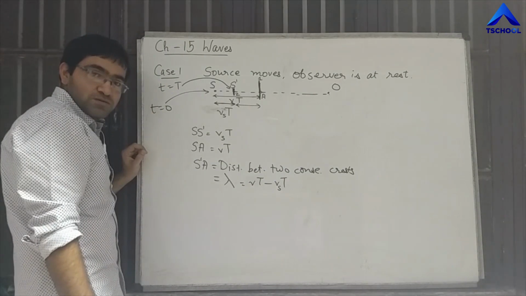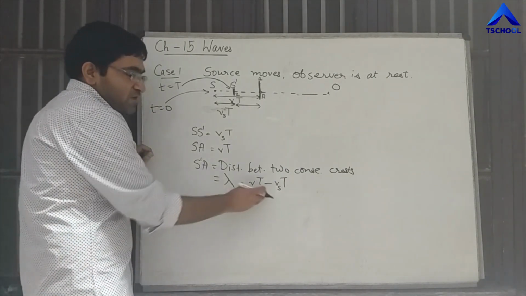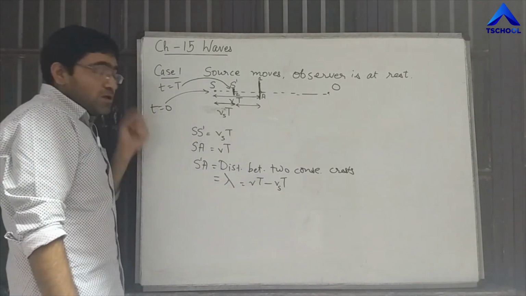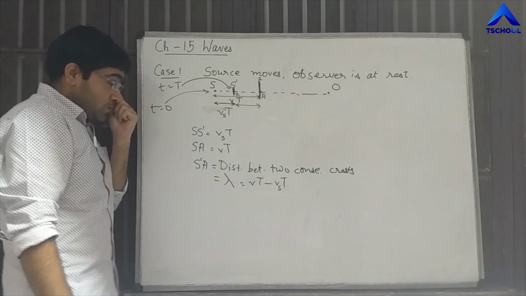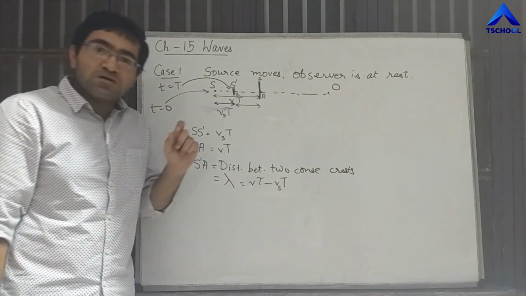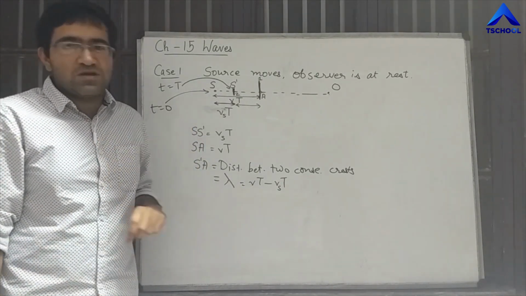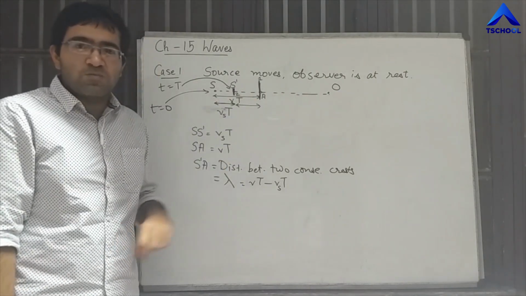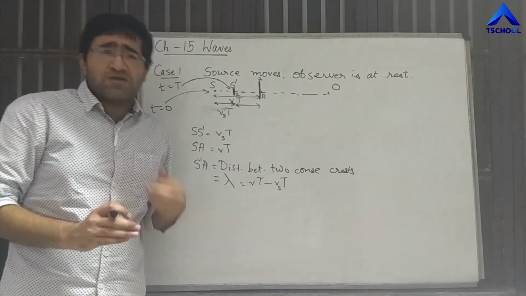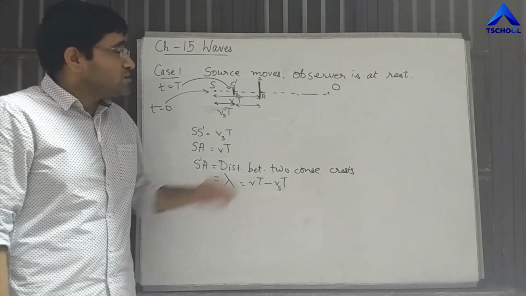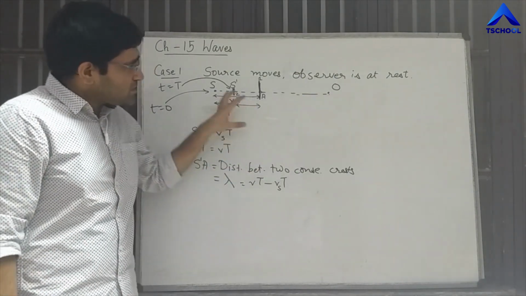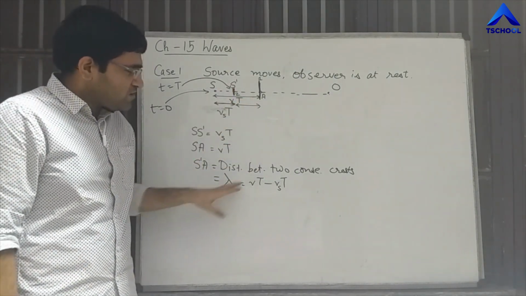Alright, so this is the wavelength. Now what we are going to do is derive the relation of the frequency received by the observer. What has changed as far as the observer is concerned? The observer is noticing that the wavelength of the wave has changed.